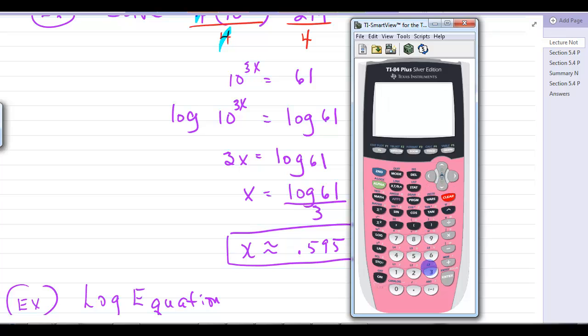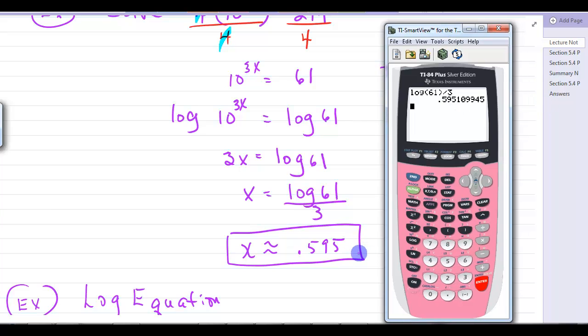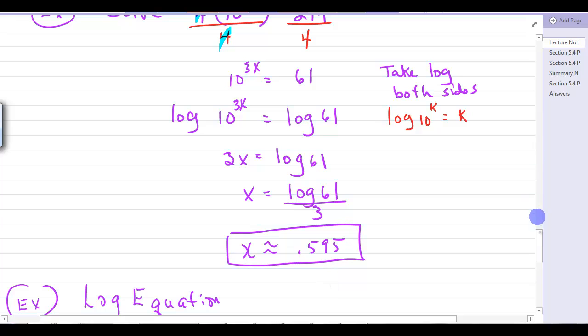So if we have log 61 divided by 3, we would get 0.595 and probably round it to a certain number of places. All right, so your key was to use this rule.